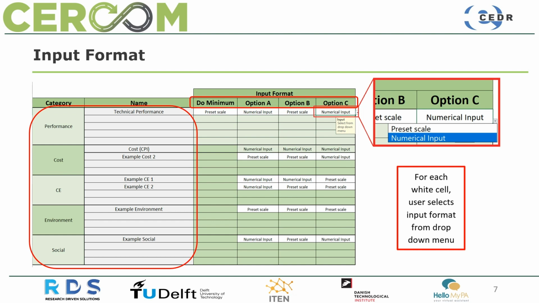The options preset scale or numerical input can be selected from a drop-down menu for each option. The numerical input option requires more data but can provide a higher level of confidence and accuracy in the final output, depending on the quality of the data provided.